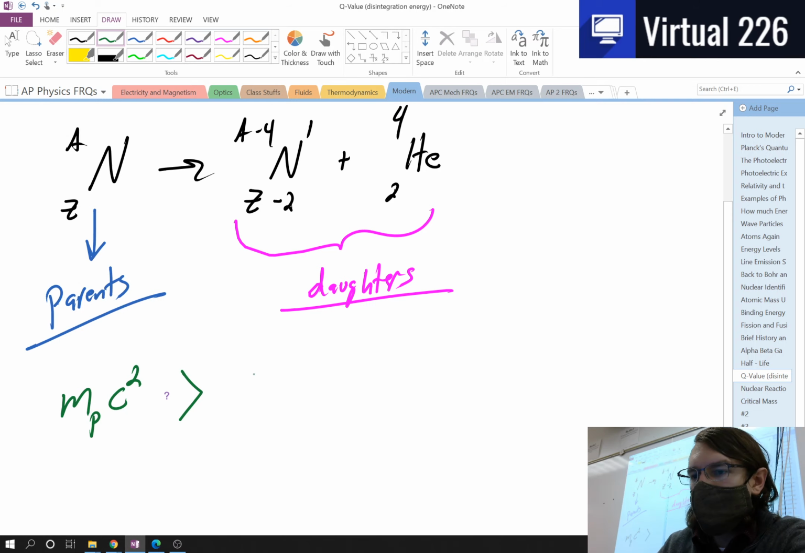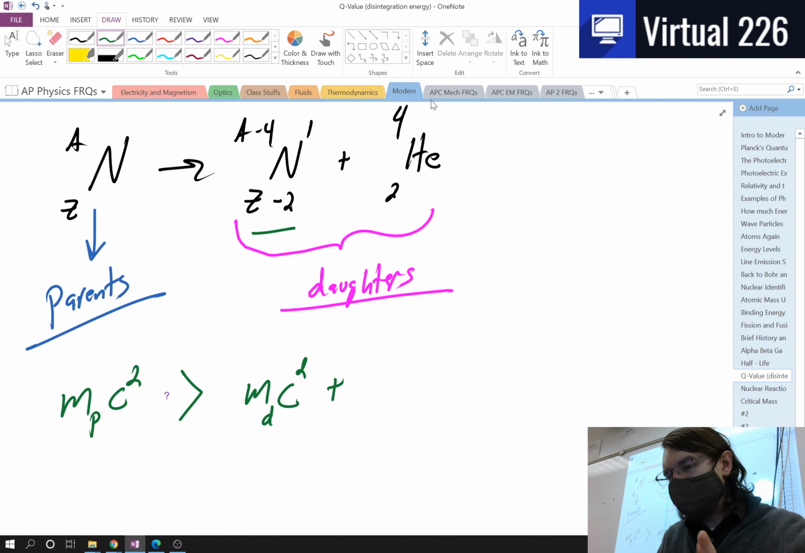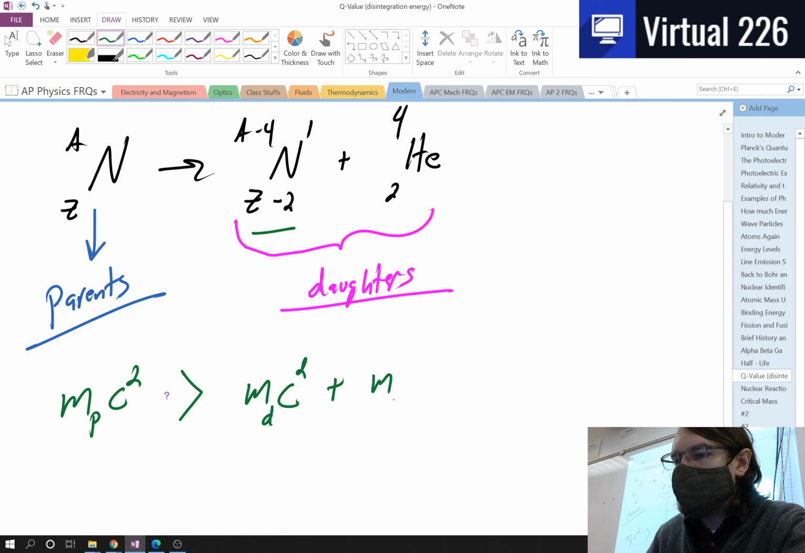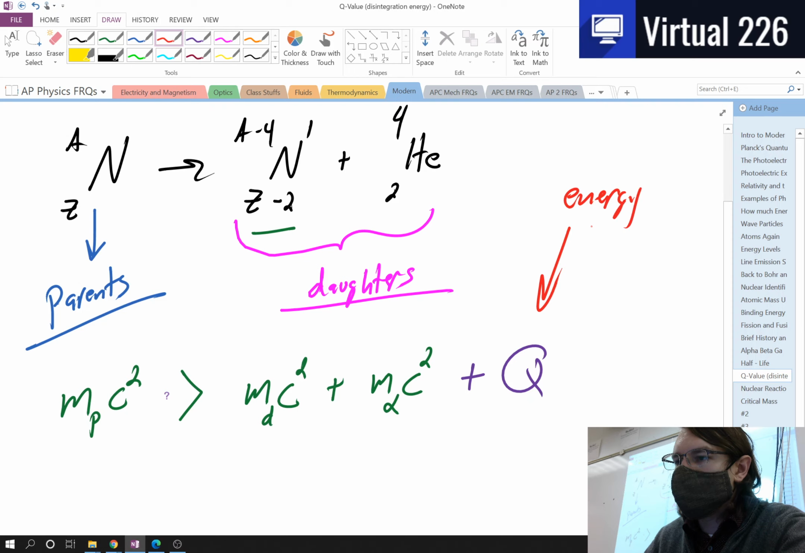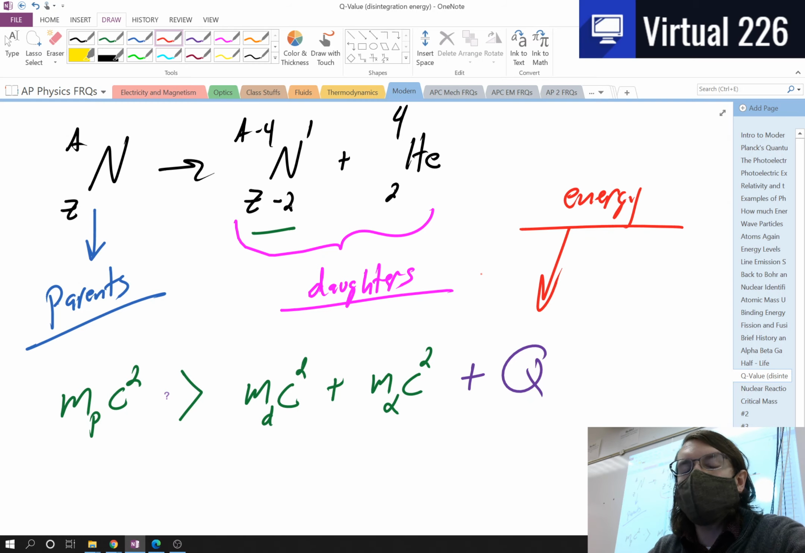In our case, this would be the mass of the daughter particle, the new thing we've got. So we'll call this md c squared. And then plus this helium here, while we can think of it as being in the term of the daughters, we actually know it as an alpha particle. So this should be the mass of an alpha particle, c squared. We might also get out of this some extra Q value. And from thermodynamics, we know this Q as just being energy. So through this alpha decay, we could get these daughter particles out, but we can also get some energy out of that.